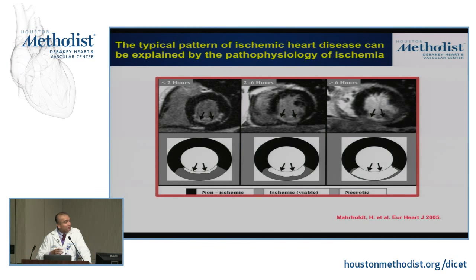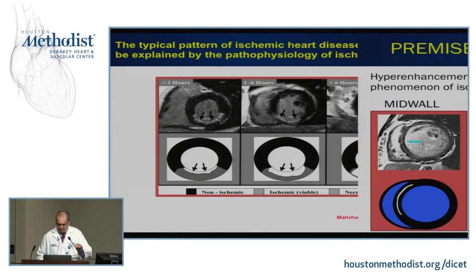Well, the one thing we know is that there's this wavefront phenomenon that occurs with ischemic heart disease, with ischemic injury, which is that you begin to affect the subendocardium initially, and then it progressively extends itself outward to the mid-myocardium, and then gradually, after about 6 hours or more of coronary occlusion, you begin to have transmural injury.